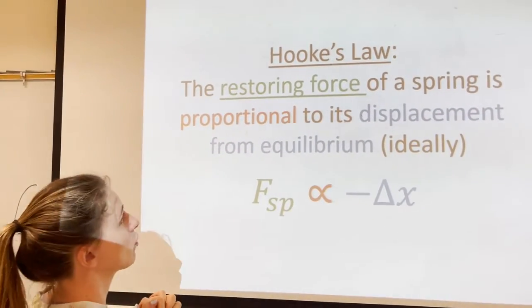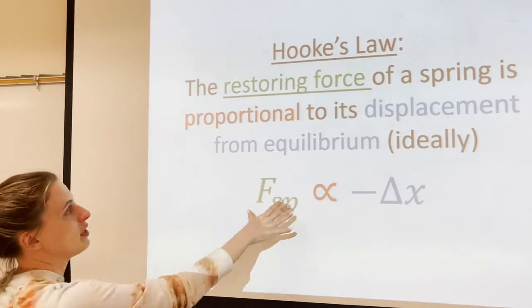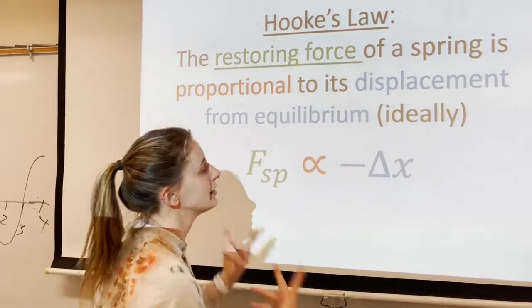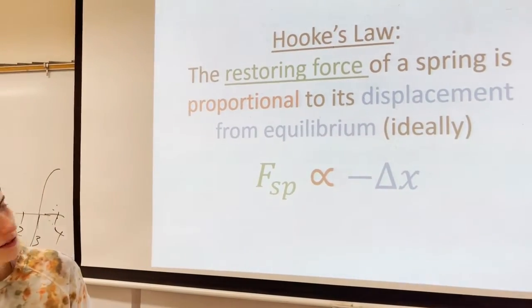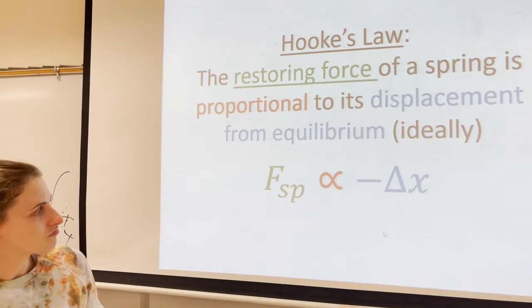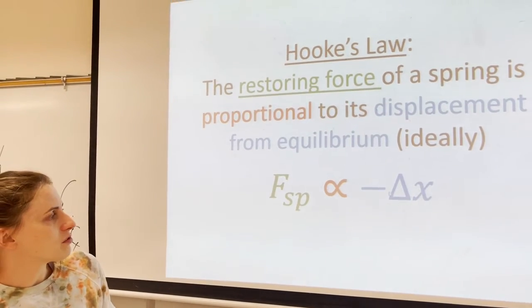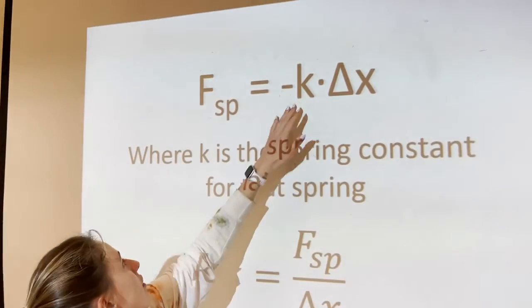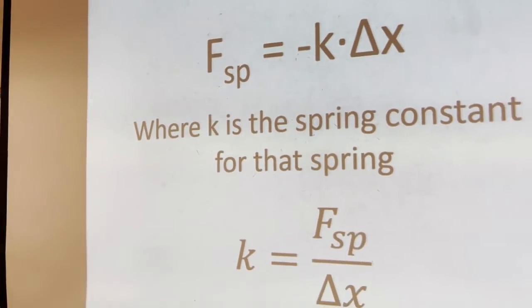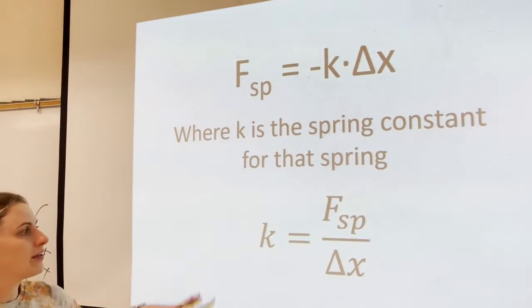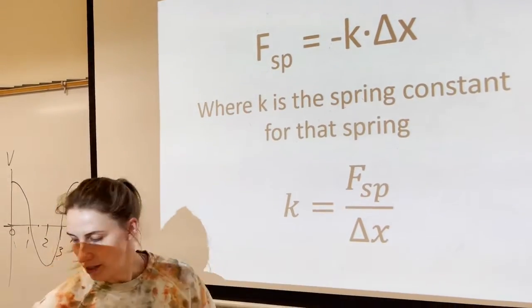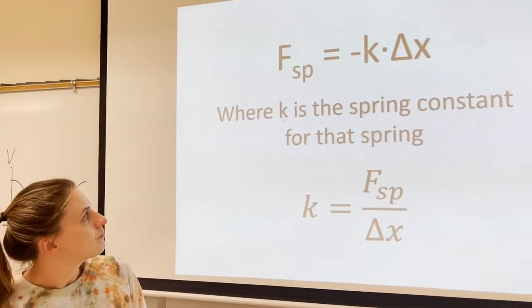Hooke's law: the restoring force of a spring is proportional to its displacement from equilibrium, ideally. It's like when you stretch a rubber band. The farther you stretch that sucker, the harder it pulls back. And this doesn't really help us at all, so we have to put that constant in there, our spring constant, where k is the spring constant for that spring. The spring constant is the relationship between the force of the spring divided by how far you stretch it.